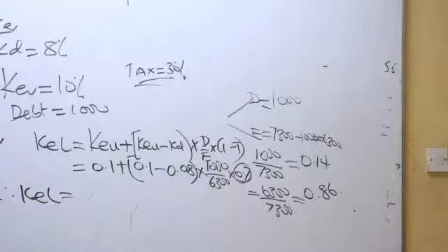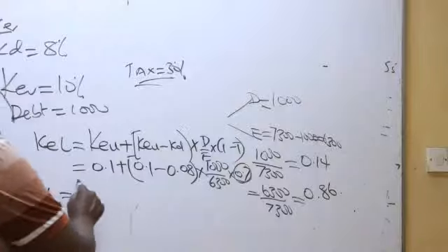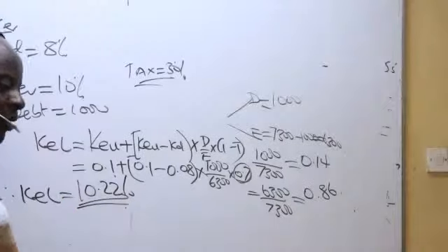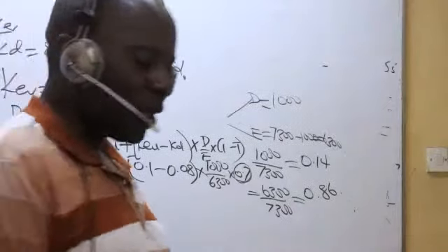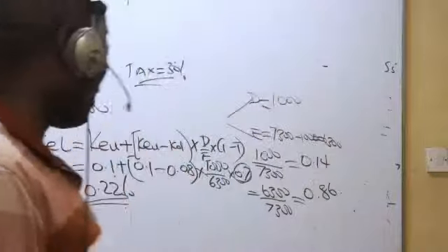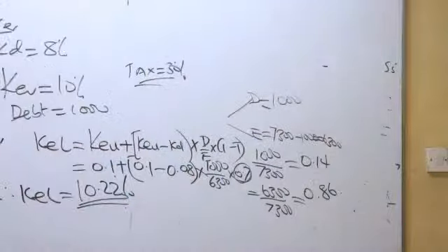Our KL will be equal to who at the end of the day? Our KL will be equal to 10.22%, the one that was given to us. I'm sure all of us would have gotten this. Nobody would have lost these 3 marks.